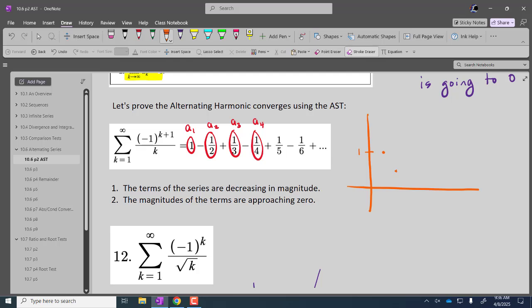And then we're going to add a third, and we're going to bounce up. And the sum of the series is going to be right in here. That's natural log of 2 for the alternating harmonic. And so we subtracted a half, and then when we add a third, we're going to be up here. And then when we subtract a fourth, we're going to be down here. And then when we add a fifth, we're going to be up there.